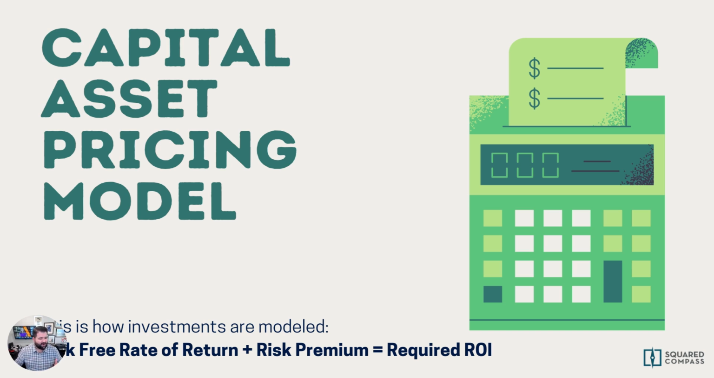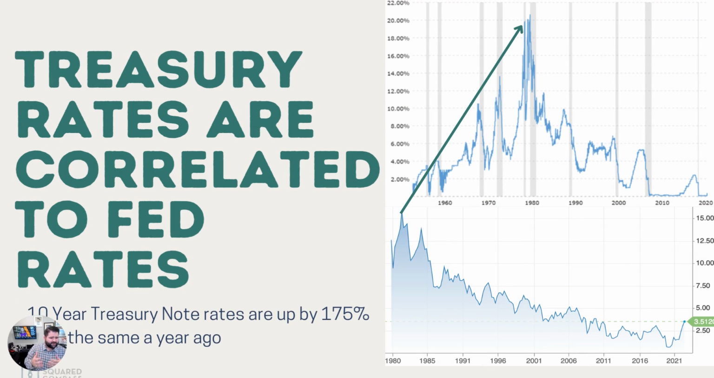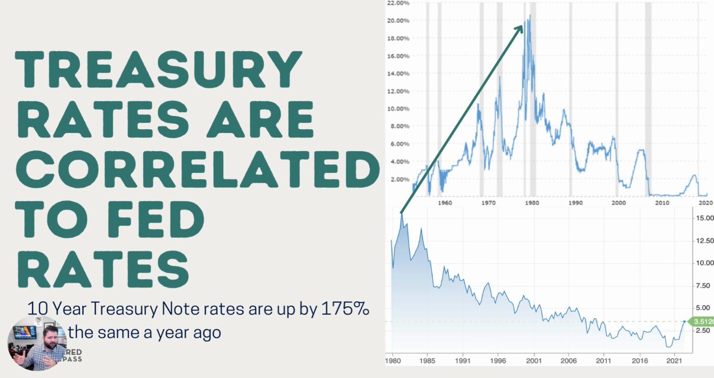But you might be thinking to yourself, well, what's the mix between a Fed rate and a Treasury rate? Well, you can see in this chart right here, and I do apologize because one chart goes all the way back to 1980. The other one only goes back to 1954. The top chart is the one you saw, which was previously the Fed rates from 1954. The bottom one is the Treasury rates. This is a U.S. 10-year Treasury note rate. And you can see that correlation in that chart between 1980 and the top of the chart, in which the Fed rates skyrocketed. And what's important for us to take note of is that the 10-year Treasury rates are up by 175% from the same time a year ago.